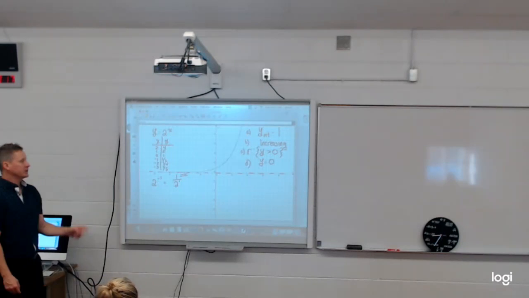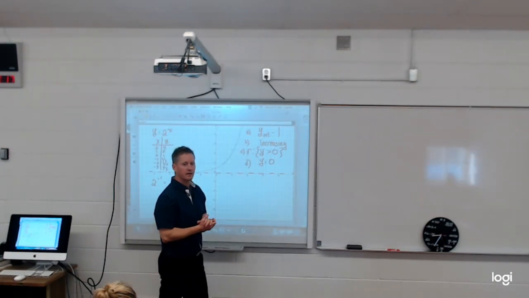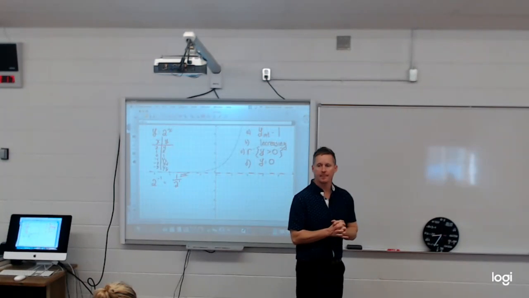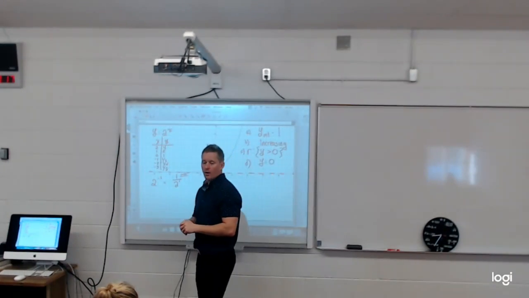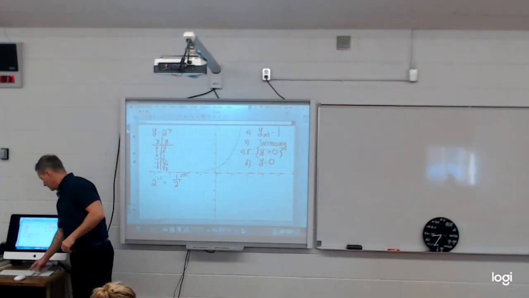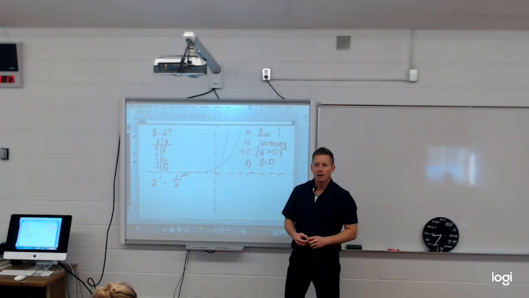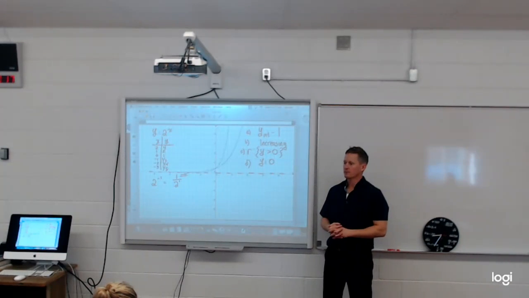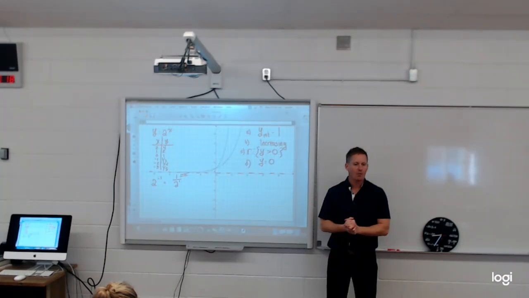What's going to change on this? If I put 4 to the x in here, I put a 4 there, what's going to happen to it? Yeah, that's right. It's going to go up steeper. There it is. Okay? Notice where it crosses still. At 1. Now how come it always crosses at 1?